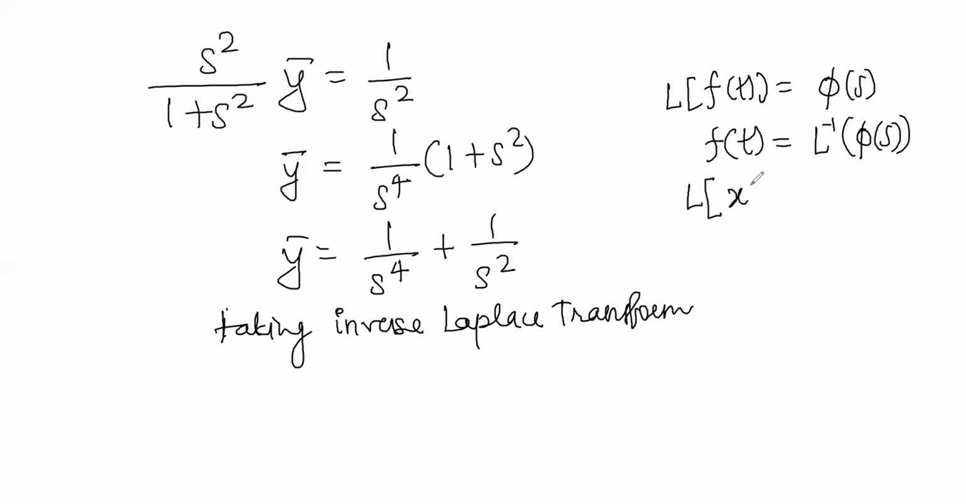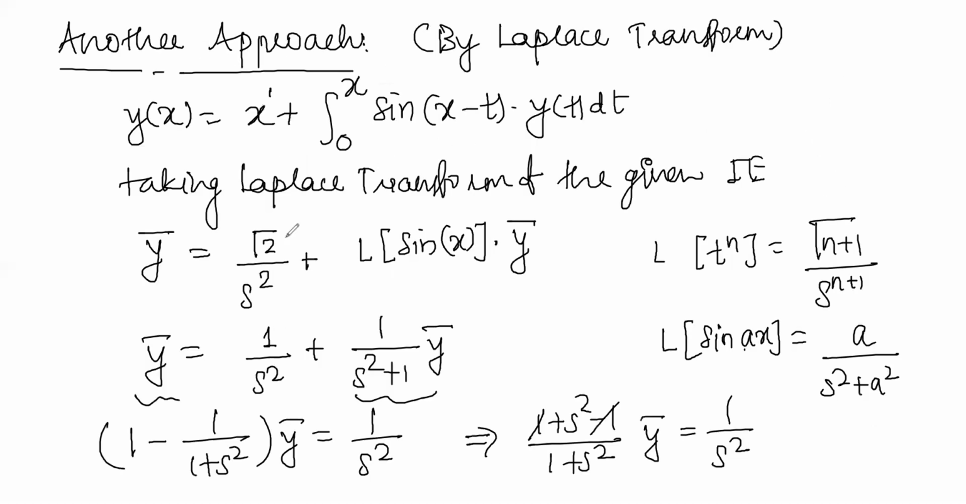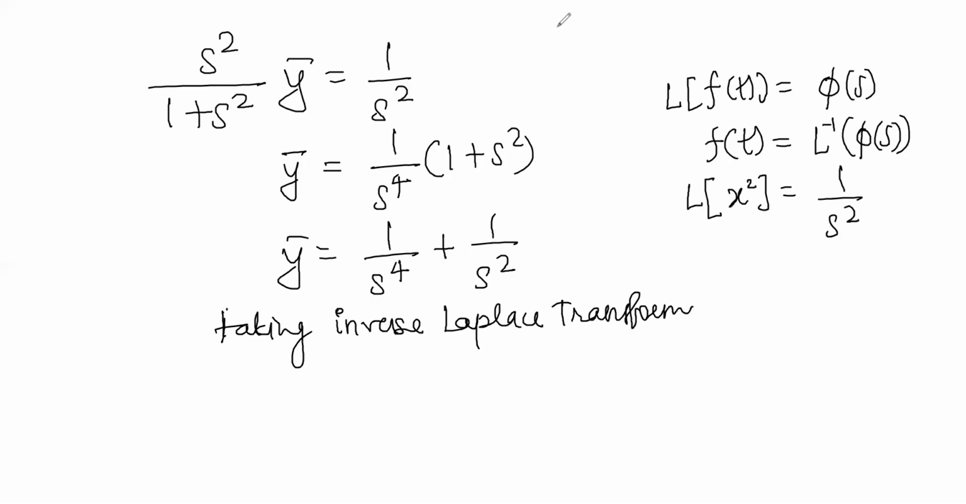L of x, we had written 1 upon s square in this step. Just check this. Oh, it was x, I'm sorry. L of x was 1 upon s square. So if I take inverse Laplace, I gain this: L inverse of 1 by s square will be x.